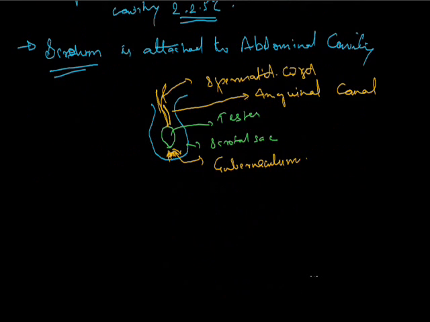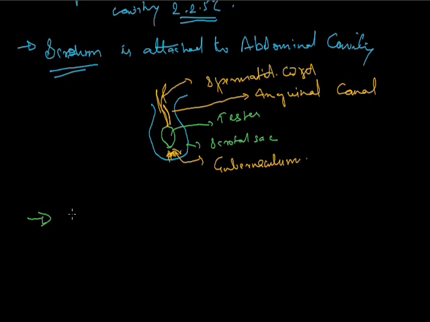One is the spermatic cord, which gives the connection of the testis to the abdominal cavity, and the other one is the gubernaculum, which gives the connection of the testis to the scrotal sac. This is how the testis is connected. Now, it is not essential that the testes are always present in a male inside the scrotal sac.